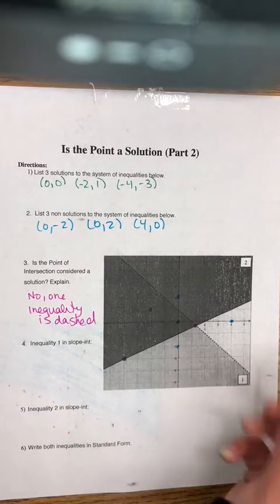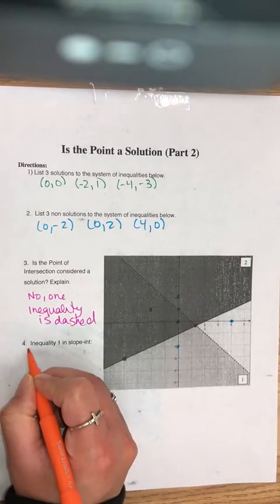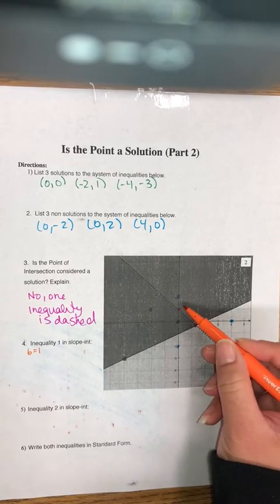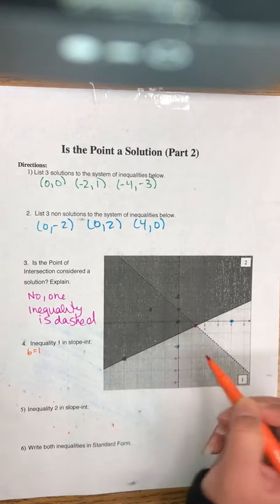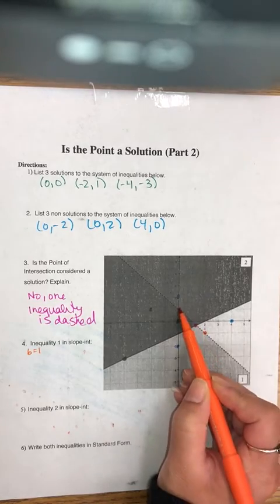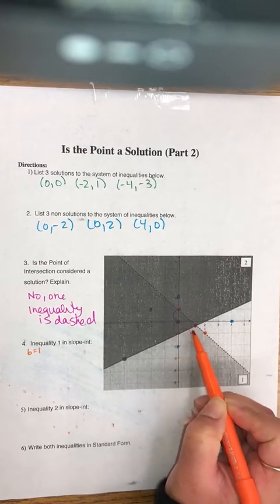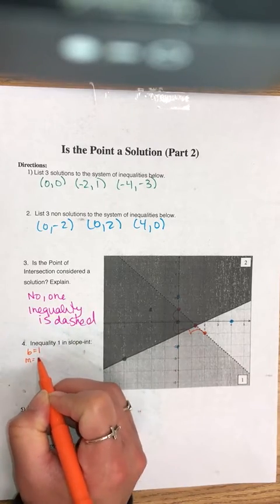So for inequality 1, dashed, I can see that the y-intercept is a 1. And if I pick another point, I'm going to pick a perfect little point. Right here. And I'm going to do rise over run. Down 2 over 2. So 2 over 2 is just 1, and this is negative. So it's just negative 1.